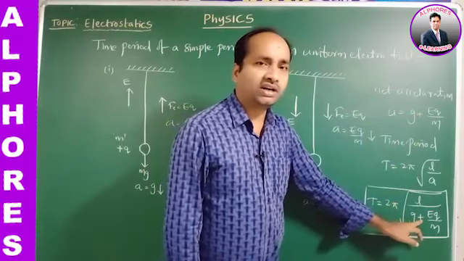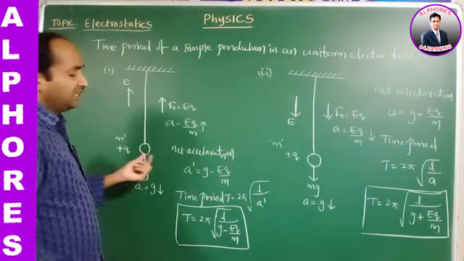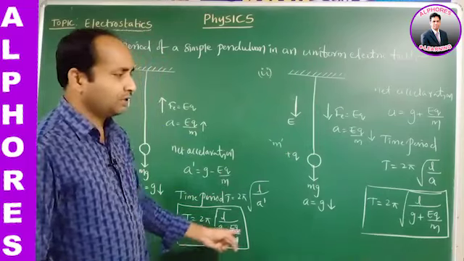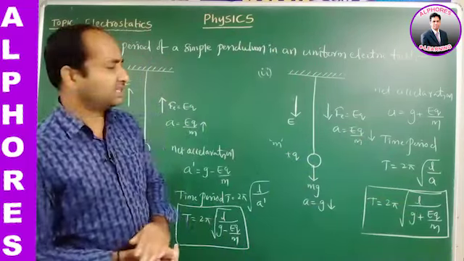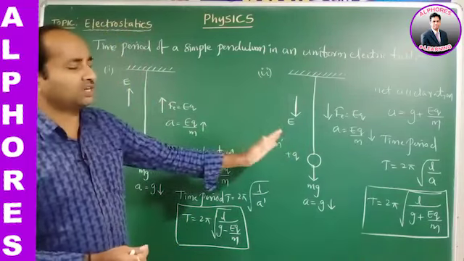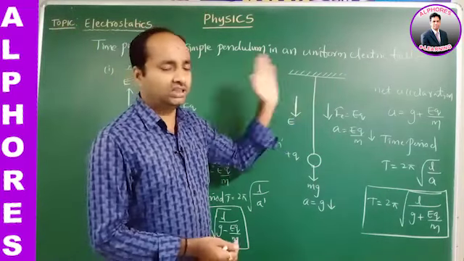Then here you will get a negative sign. Whenever the charge is interchanged, instead of positive you take negative: here it becomes plus, there it becomes negative. These are the two cases. In all these two cases the electric field is applied for only positive charges; here the electric field is upwards, and here the electric field is downwards.